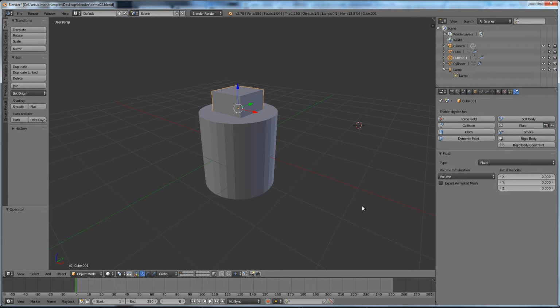Hey, Simon here, and today I want to talk about the volume initialization types for the fluid simulation.